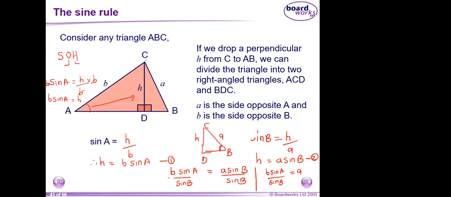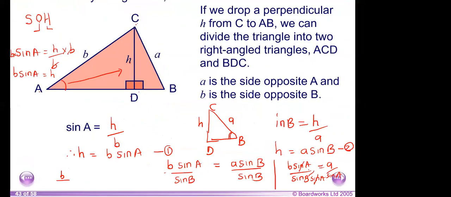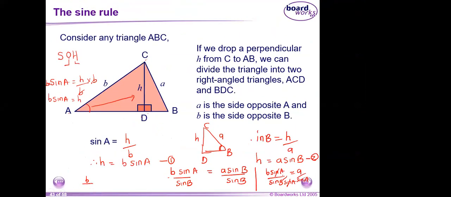When I divide this side by sine of A, sine of A cancels here and here. So at the end of the day, I'm remaining with B out of sine of B is equal to A out of sine of A.